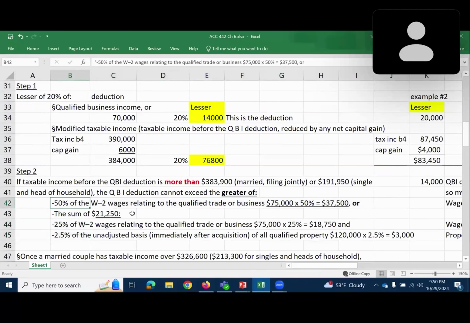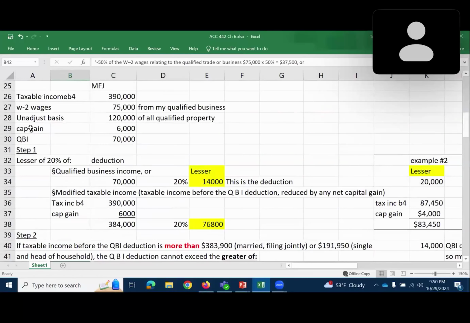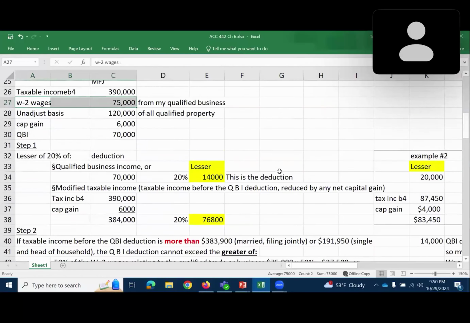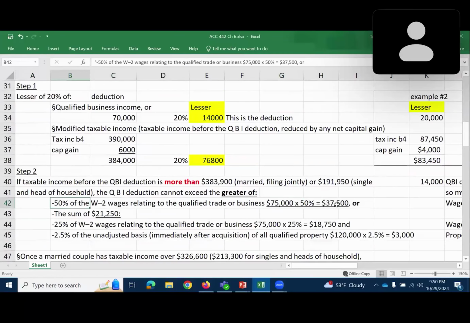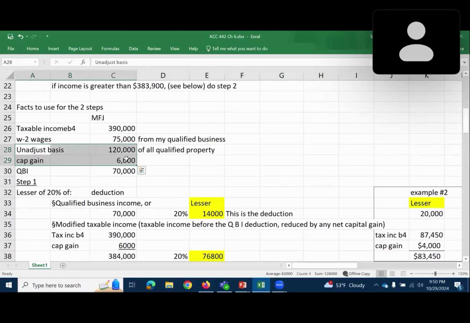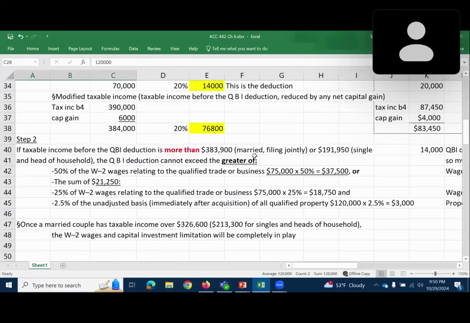So what's 50% of the W-2 wages related to the qualified business? Well, my W-2 wages are $75,000. So $75,000 times 50% is $37,500. Or the sum of this and this, 25% of the wages. So 75,000 times 25% is 18,750. 2.5% of the unadjusted basis. My unadjusted basis is 120. 120 times 2.5 is 3,000. 18,750 plus 3,000 is 21,750.